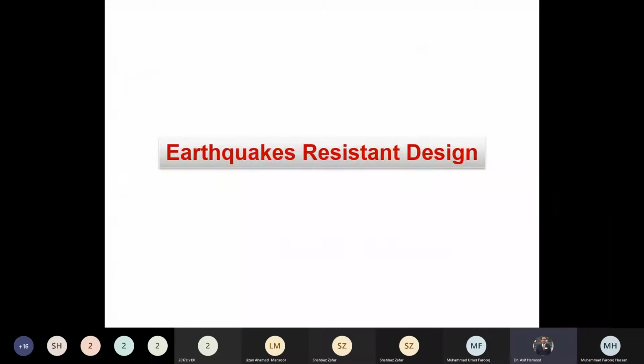Okay, Bismillahirrahmanirrahim. Can you see the slide? Earthquake resistant design. Yes, sir, the slide is visible. Good. Okay, then we can start.